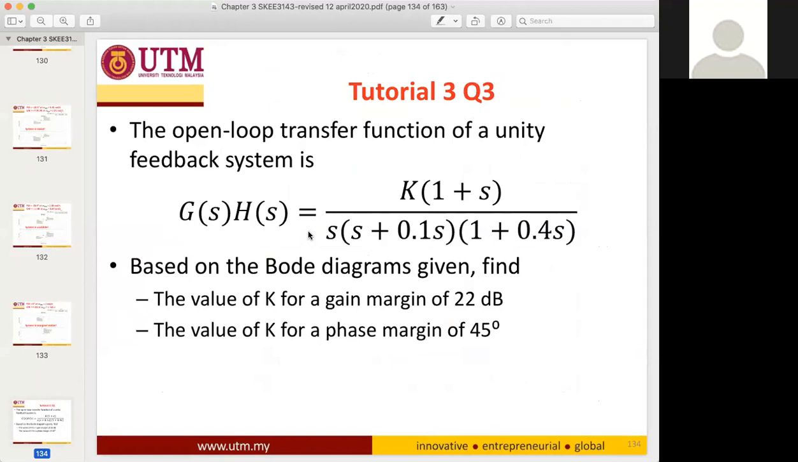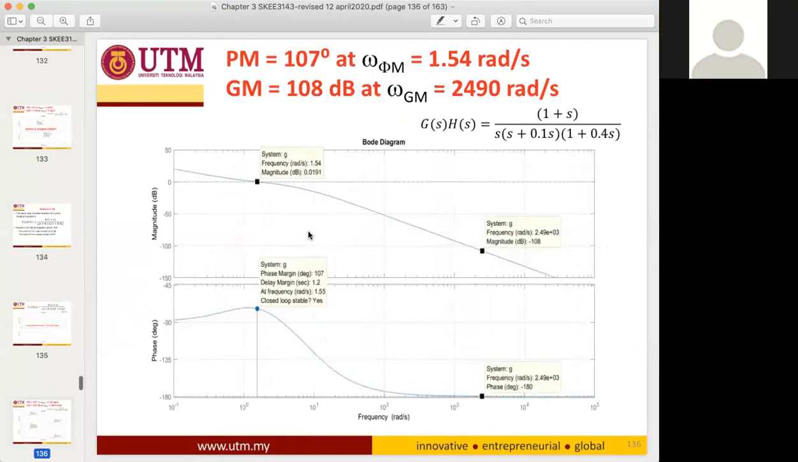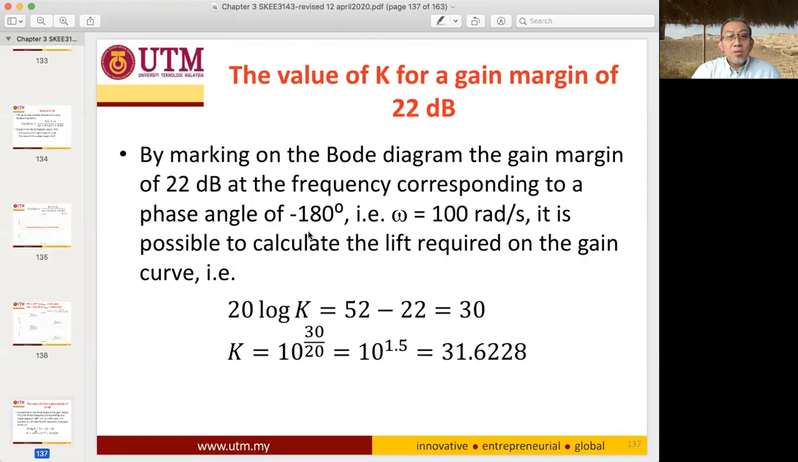The value for K, gain margin 22 decibel. Okay. So the target is 22 decibel. Jadi kita kena kira berapakah dia punya phase margin. Before gain adjustment. So by marking on the Bode diagram, the gain margin 22 decibels corresponds to phase angle minus 180. It's possible to gain the value required.